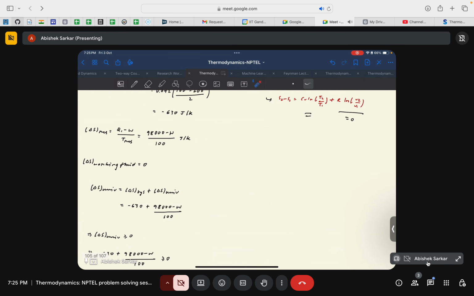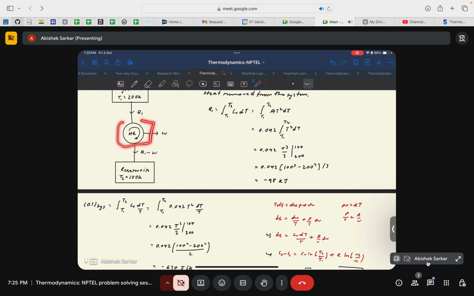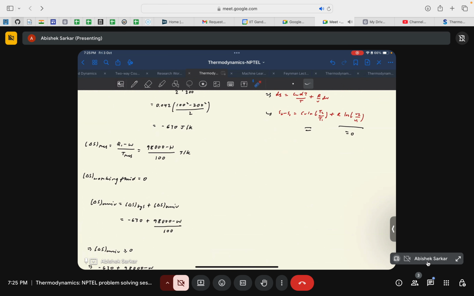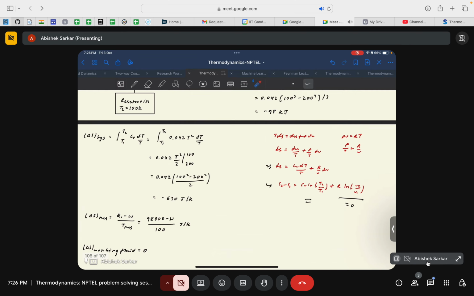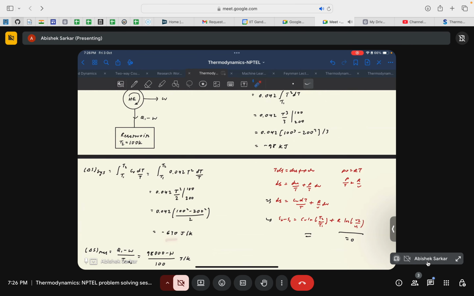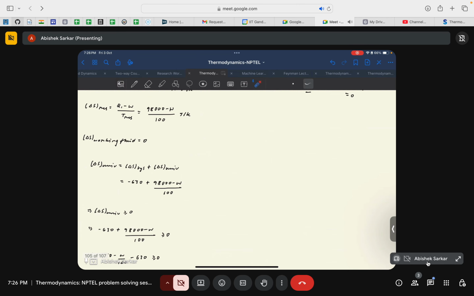And delta S of the working fluid will be 0. Why? Because it operates in a cycle, and we know that the net change in the entropy for a cyclic process would be 0 in a reversible case. So delta S working fluid will be equal to 0. Now the entropy change of the universe, delta S universe, will be equal to delta S system plus delta S reservoir. Delta S system, if you go back, was minus 630 joule per Kelvin. So it is minus 630 plus (98,000 minus W) by 100. That's why we converted this heat interaction to joules from kilojoules.